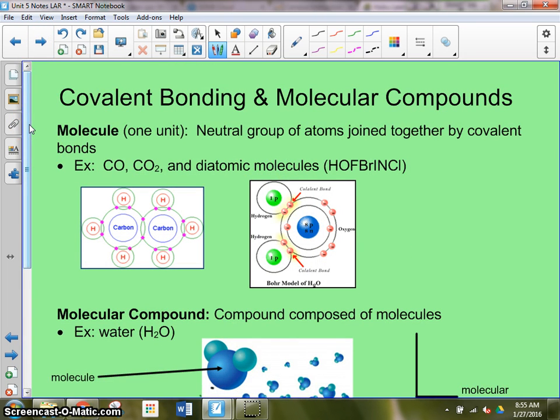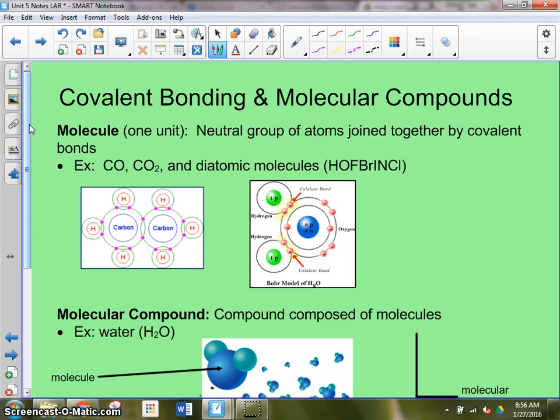Now, when a covalent bond occurs, the particle that is formed is called a molecule. This is a neutral group of atoms joined together by covalent bonds. So there is no charge on this particular group of atoms. Carbon monoxide is an example. Carbon dioxide is an example.